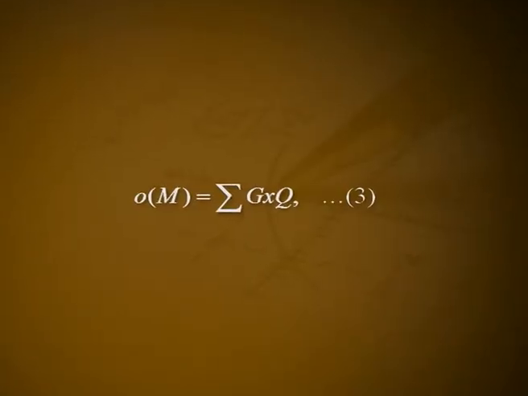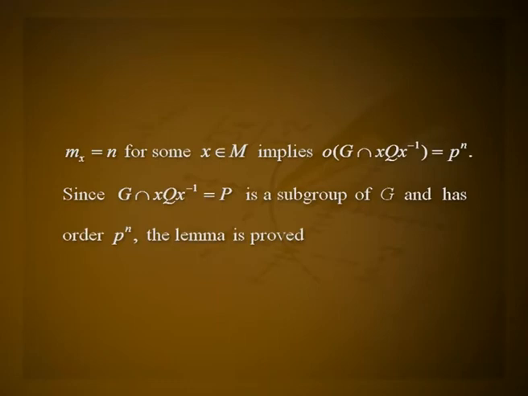Now since M is equal to the union of GxQ and this is a disjoint union, the order of M is equal to the summation of the orders of GxQ, the sum running over one element from each double coset. But p^(m+1) divides the order of GxQ, hence p^(m+1) divides the order of M. This contradicts the fact that p^(m+1) does not divide the order of M. Thus m_x = n for some x belongs to M, hence the claim is proved. Now m_x = n for some x belongs to M implies the order of G ∩ xQx⁻¹ is equal to p^n.